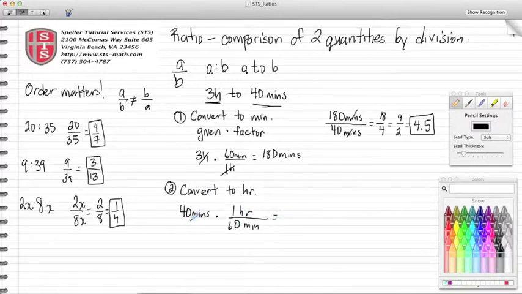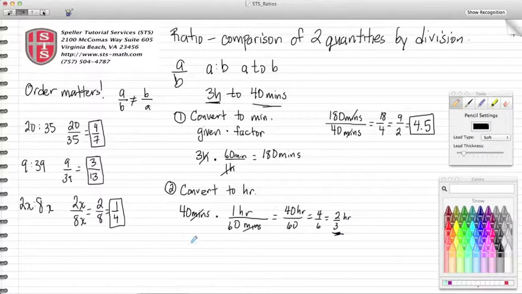Before I multiply, I can cross cancel and get rid of my unit of minutes. And I'm left with 40 hours over 60. When I simplify, I end up with 4/6, which again simplifies down to 2/3 hours. Now I can take this 2/3 and put that in place of the 40 minutes.